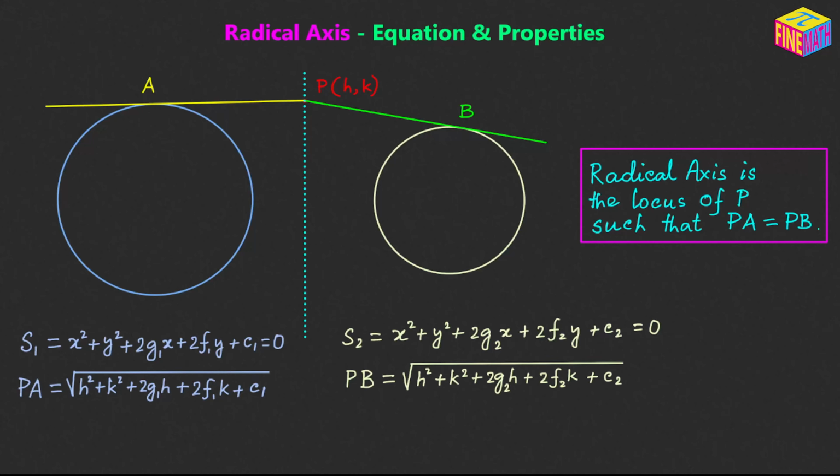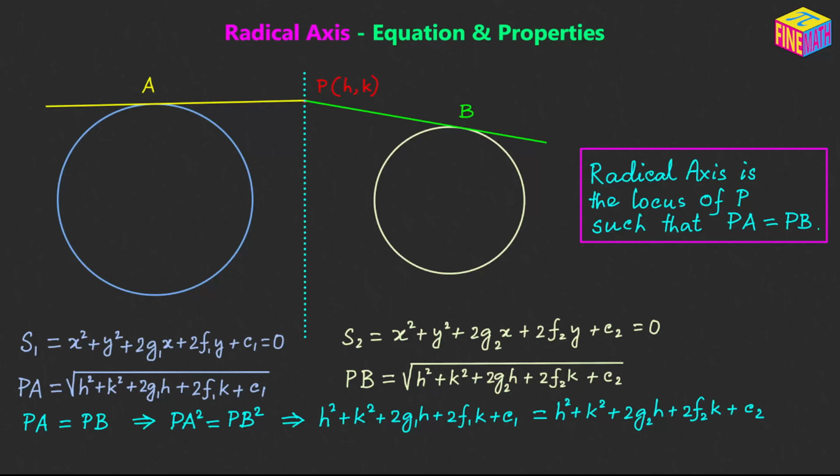So according to the definition of the radical axis, these two lengths have to be equal, then only it will be called the radical axis. If the locus of the point P is the radical axis for these two circles, then PA will be equal to PB. And if you square both sides, we can say PA squared is equal to PB squared. And now let's replace the values. So PA squared will be the quantity without the square root sign. So we can write PA squared like this, and that will be equal to PB squared, which is like this.